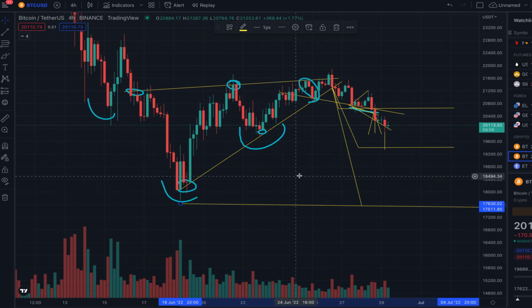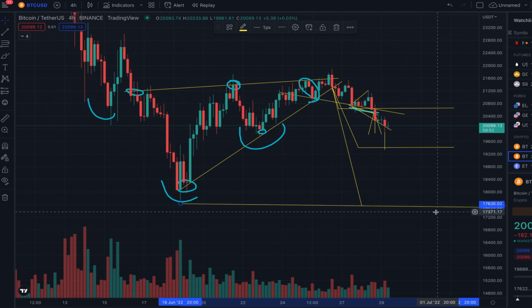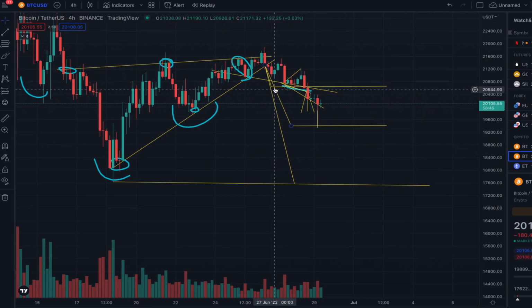So it does not mean that if it comes down here it will stop there. There is a likelihood of it going further to the downside, and as the price goes further there, we also look at the patterns that the price is forming to know the probability of price moving to the downside.